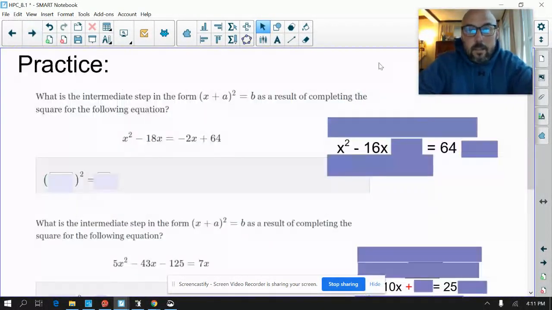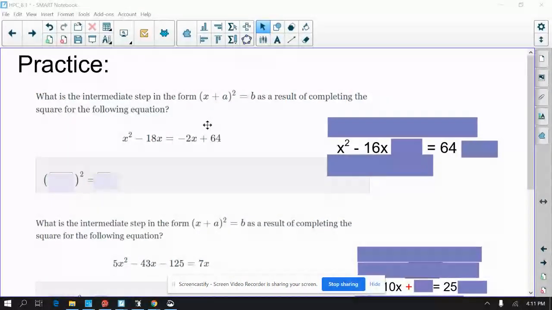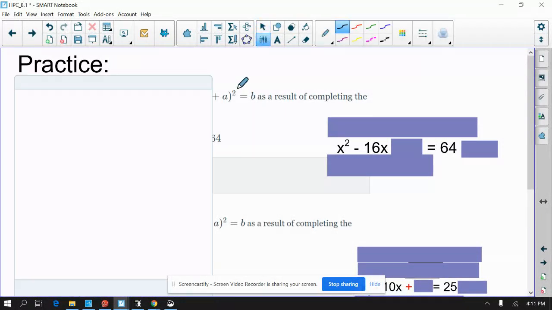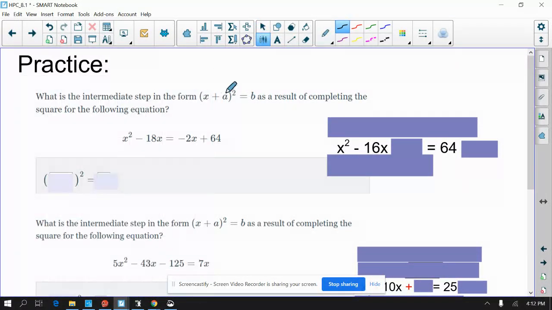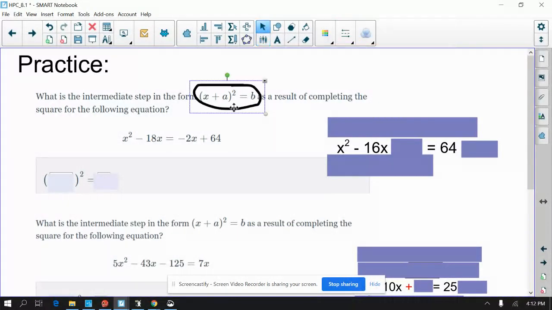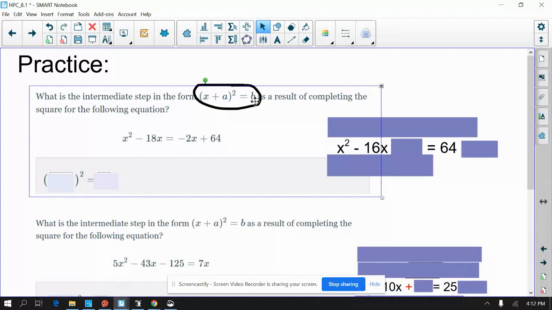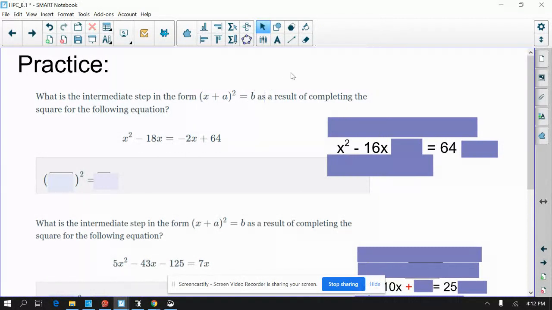Let's practice 3 more. So here's what your homework looks like. You have this equation and you want to set it up, you kind of want to do the first part of completing the square. So you set it up, you get this far. How can I make this look like this? And notice your answer is something squared equals something else. Well, this is the way I prefer to do it. If I can erase this.